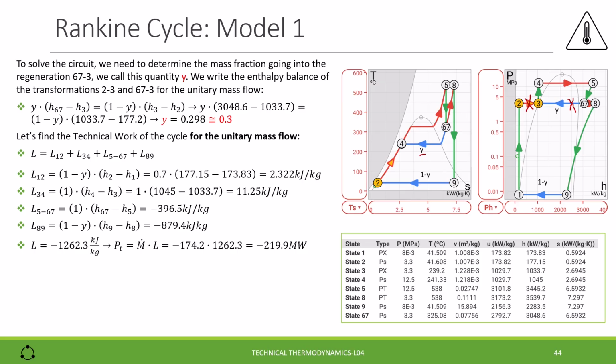Altogether, the work of the system is negative 1262.3 kJ per kilogram. The corresponding power is the product of the mass flow and the work. We land into negative 219.9 megawatt, very close to the power declared by the power plant for the same unit.